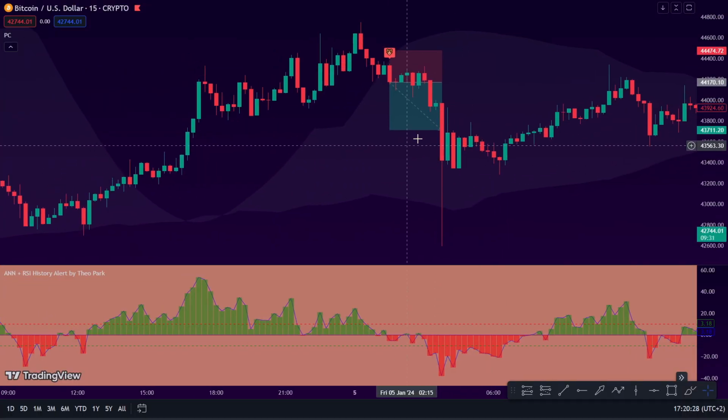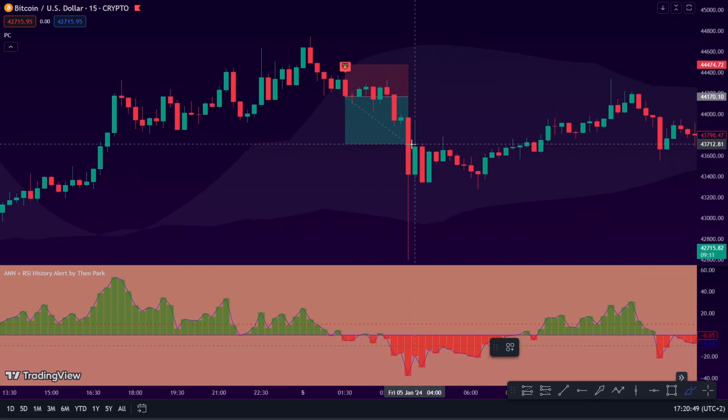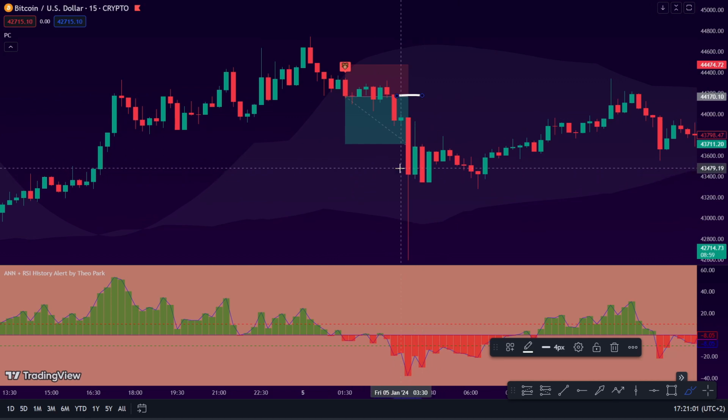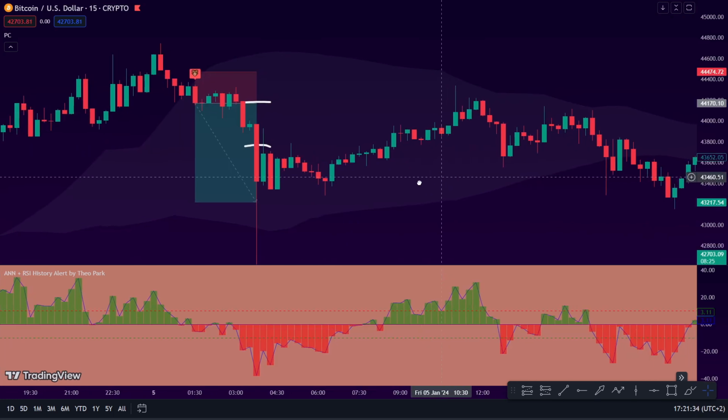But to maximize these profits, we may use a trailing stop technique. For example, we set a stop loss below our entry point, and as the price continues, we continually adjust and trail the stop loss, first here, then here, and try to keep more profit. Let's see the next signal.